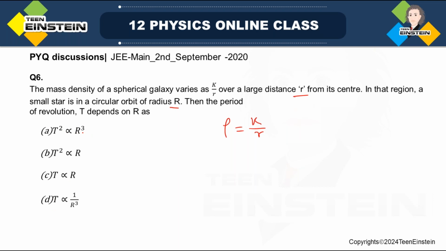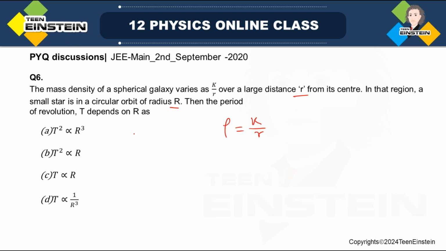This is for planetary motion, like in the case of the solar system. But this is not actually for the solar system. It is some other galaxies, where the density varies like this. So you have to find out which one will be the correct variation of the time period of revolution with the radius of the orbit.